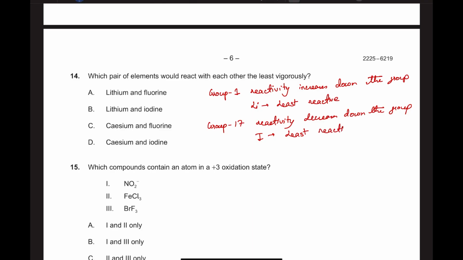So if you mix lithium and iodine, they would react least vigorously because both of them are the least reactive in their specific groups. Answer would be B.